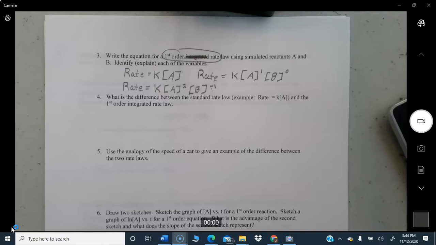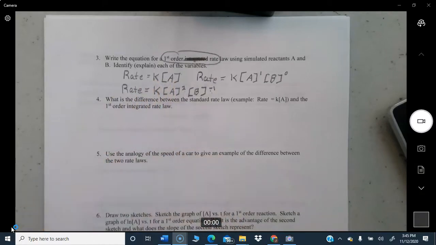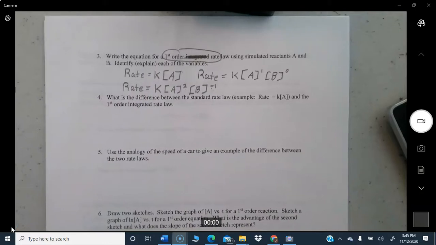Okay, what is the difference between a standard rate law example, rate equals k[A], that's one we showed up here, and the first order integrated rate law? So I'm going to leave that one for you to answer. You can use the speedometer example and the trip from San Diego to Los Angeles example. One of them is the rate at a specific moment in time. One of them is the time difference between a beginning concentration and an ending concentration. So go ahead and read that slide, and then put that in your own words. That's key.